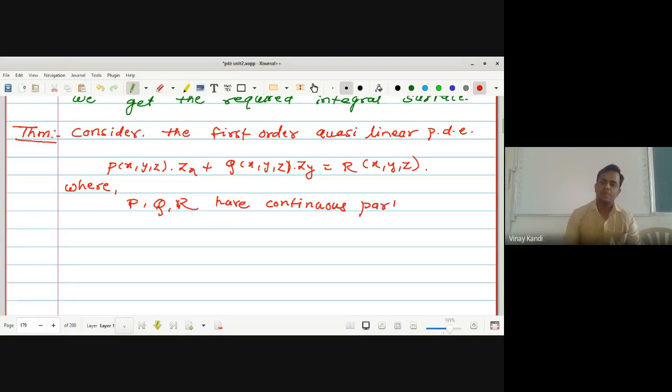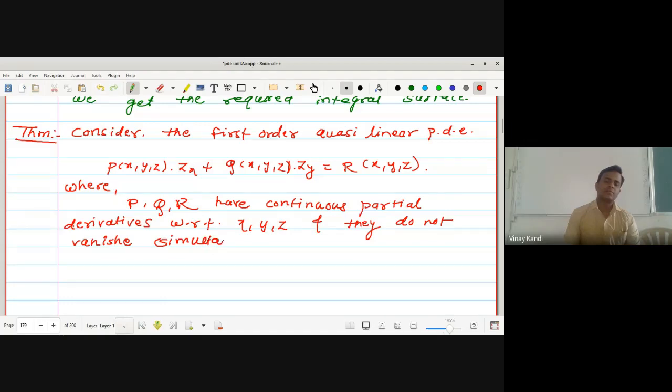Continuous partial derivatives with respect to x, y, and z, and they do not vanish simultaneously. Okay, the statement is big, suppose.